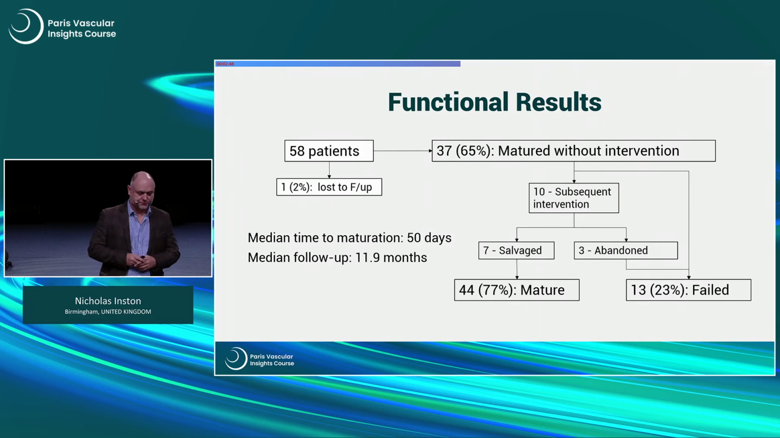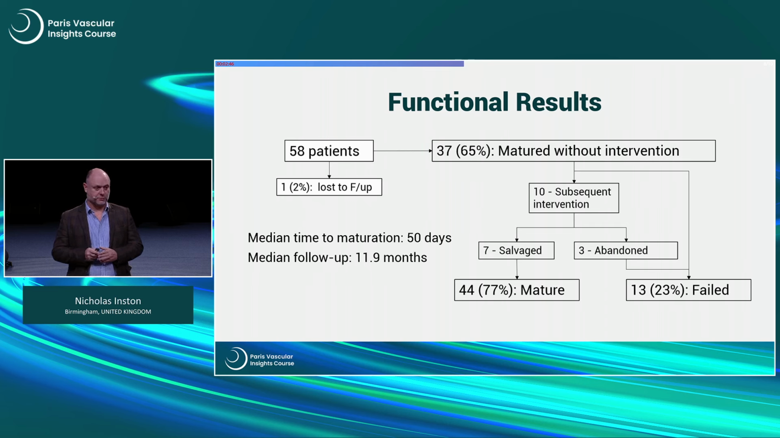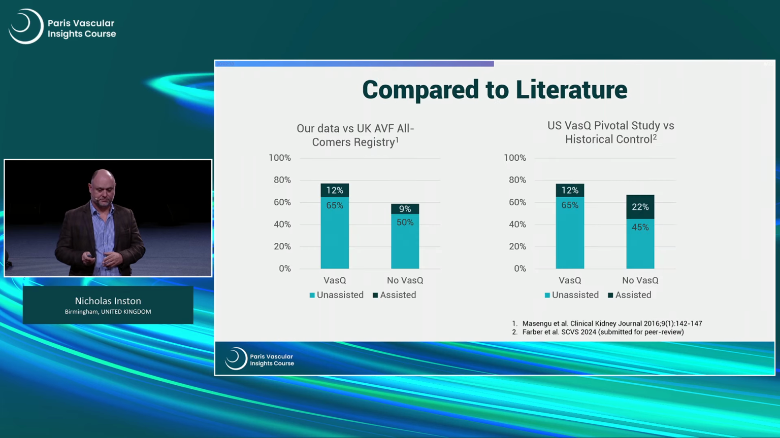The outcomes: we had 58 patients. 1 patient was lost to follow-up, but of those patients, 65% matured without any intervention. 13 patients ultimately failed. 10 patients had a subsequent intervention, of which 7 were salvaged, giving an overall assisted maturation rate of 77%.